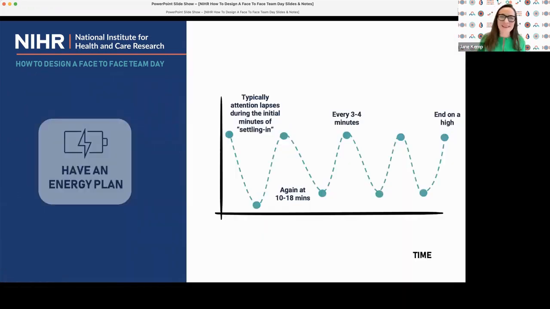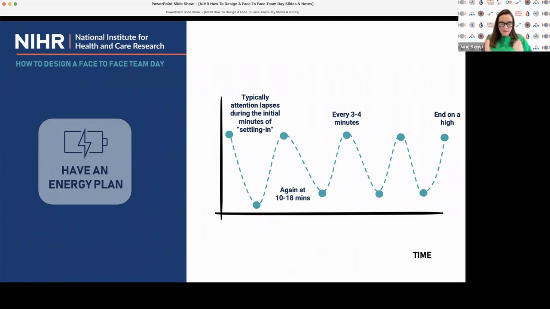So we will notice this. Our energy ebbs and flows throughout the day, throughout a 90-minute session, throughout this 1-hour session. You will notice our energy going up and down. And there have been lots of studies looking at our different energy levels. Research tends to say that on average, every sort of 7 minutes, we might have a lapse in our attention.